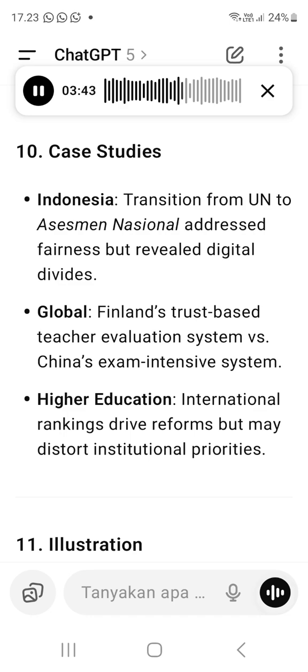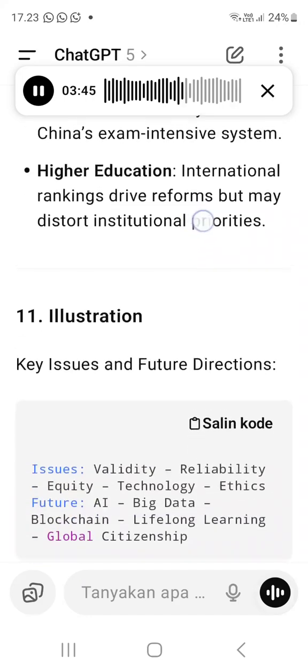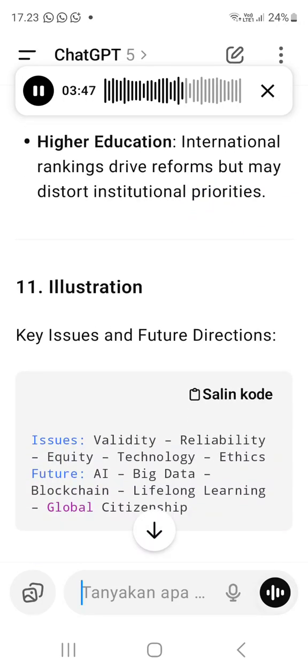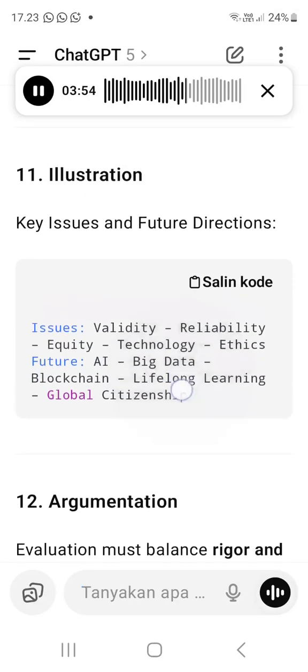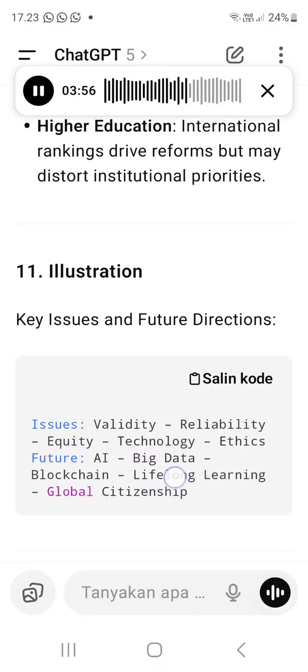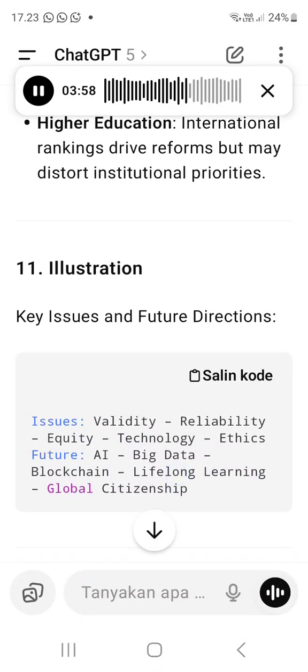12. Argumentation. Evaluation must balance rigor and relevance. While exams provide measurable data, they may undermine holistic learning. New models using AI and analytics can personalize evaluation, but they must be ethically managed to ensure fairness and inclusivity.